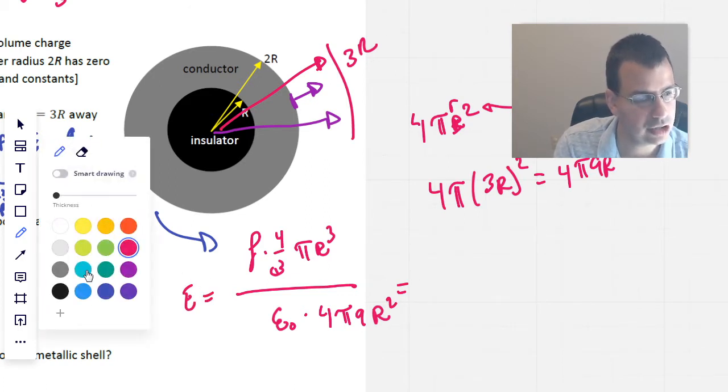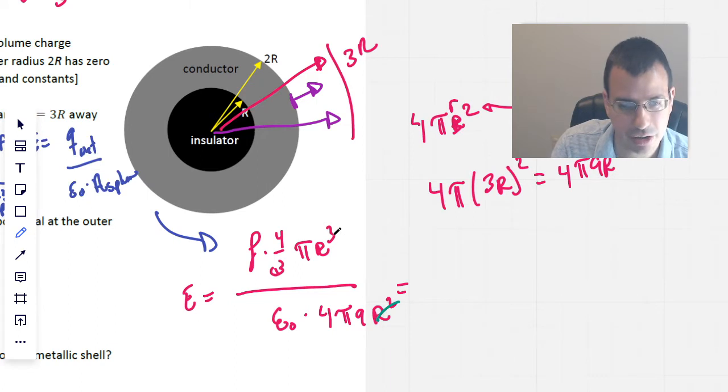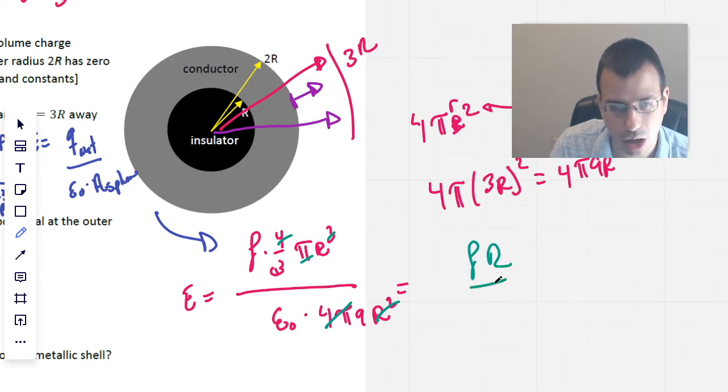Do some canceling with a color that offers better contrast. There we go, the 4 pi's. And we are left with rho R over 27, 3 times 9, epsilon naught.